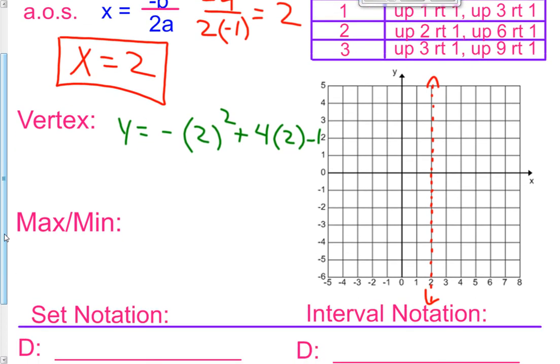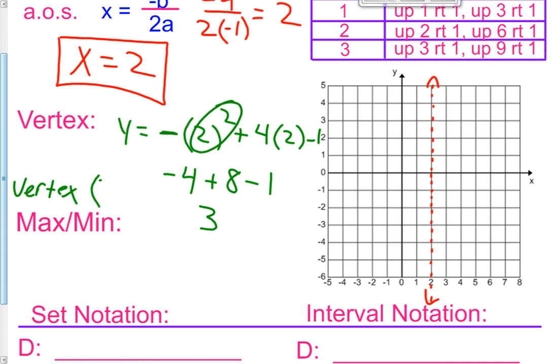So now simplifying this, 2 squared is 4, and 4 times -1 is -4. Plus 4 times 2, which is 8, minus 1. So -4 plus 8 is 4, and 4 minus 1 is 3. So our vertex is an ordered pair. It's when x is 2 and y is 3. Our vertex is at (2, 3). So let's put that on our graph. Right 2, up 1, 2, 3. Notice how our vertex is always on the axis of symmetry. That always happens. It lies on the axis of symmetry.